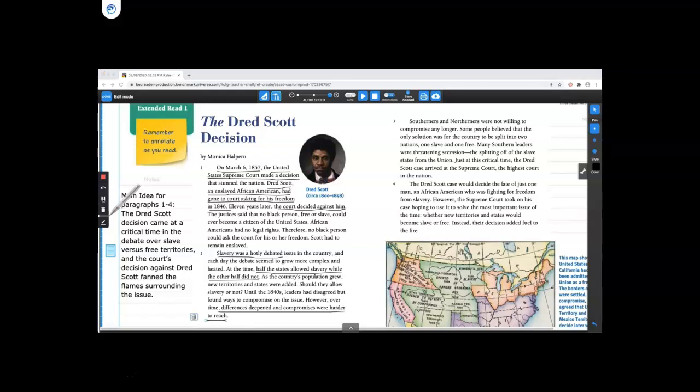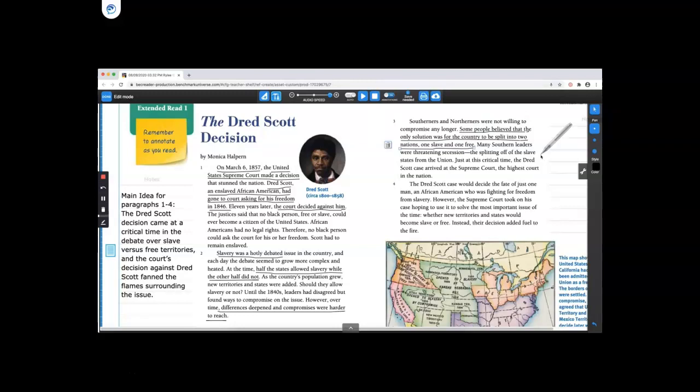Now in paragraph 3, this paragraph tells me more about how people felt about slavery. Some thought there should be two countries, one slave and one free. I'm going to underline that detail. That also is supporting my main idea because it is elaborating on the part of my main idea where the states are arguing about whether or not there should be slavery or not.